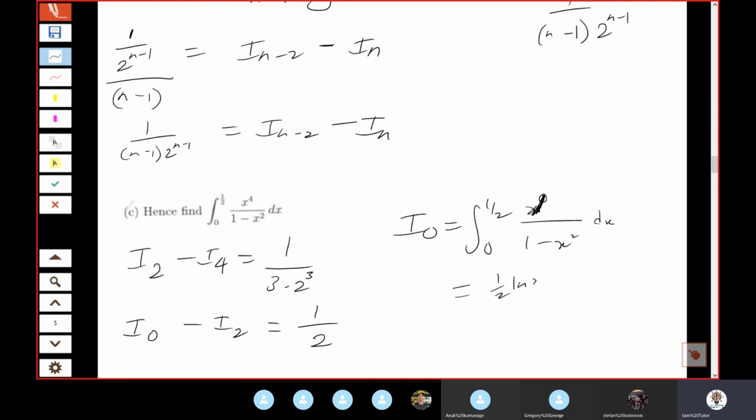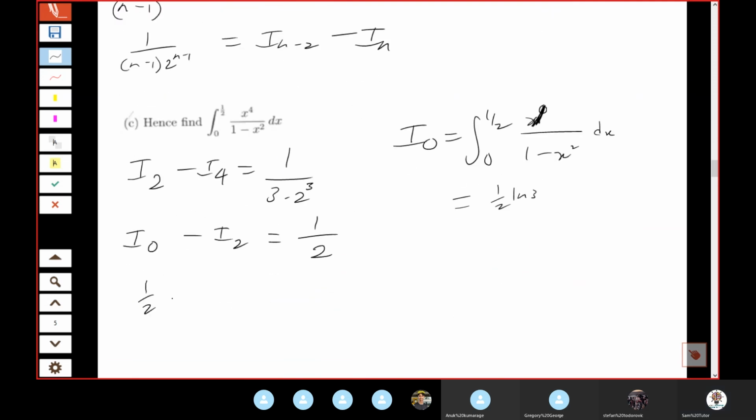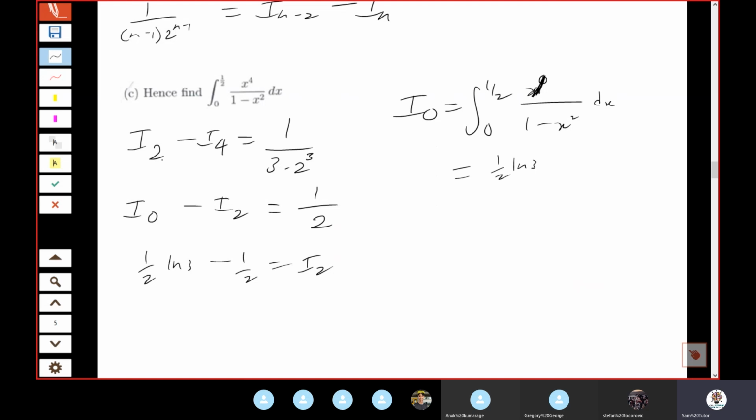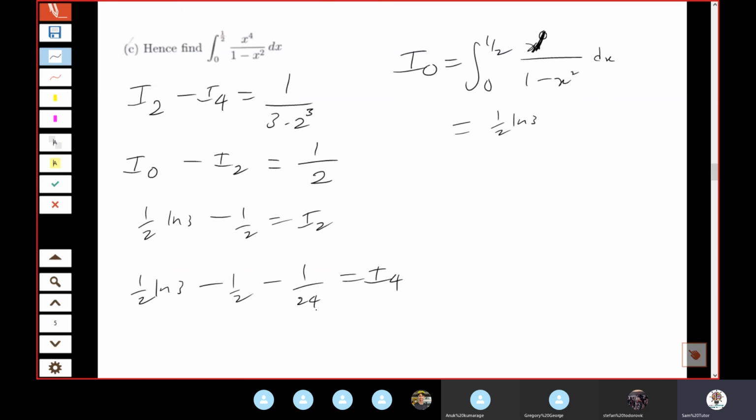And pretty much it's just a matter of subbing it back in now. So half log 3 minus a half equals I_2. I brought this over, brought this over, and then I_4 equals half log 3 minus half minus this, 1 on 3 times 8 is 24. And then just simplify that. Negative half minus 1 on 24 is negative 13 on 24. And you're done.